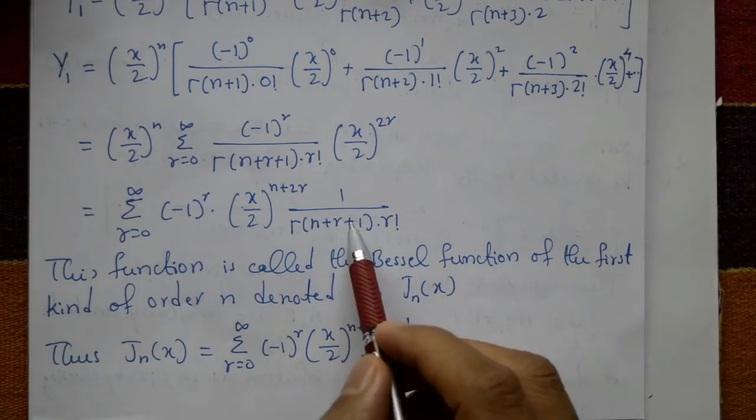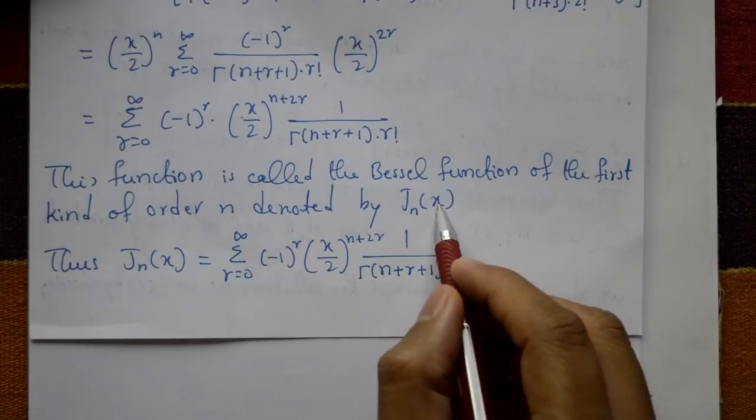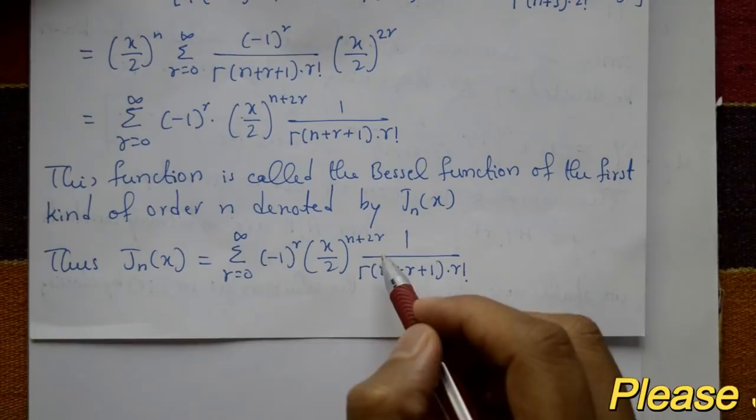Now this function is called the Bessel's function of the first kind of order n, denoted by Jn of x. Thus, Jn of x is equal to summation r is 0 to infinity, minus 1 raised to r, x by 2 whole raised to n plus 2r into 1 upon gamma of n plus r plus 1 into r factorial.